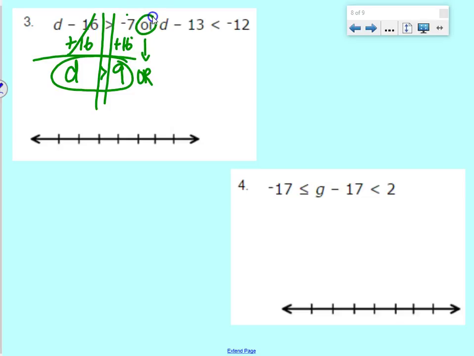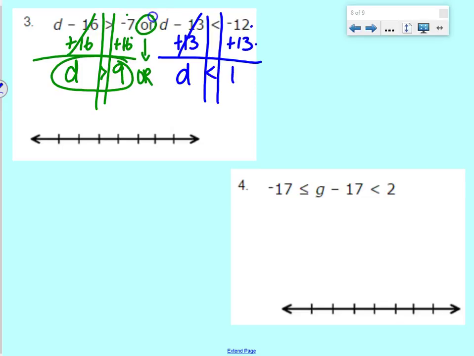Solve your second inequality. D minus 13 is less than negative 12. Undo minus 13 with plus 13. That cancels out. We're left with D is less than negative 12 plus 13 is 1.